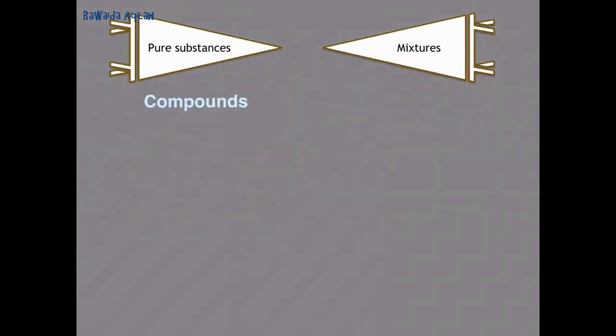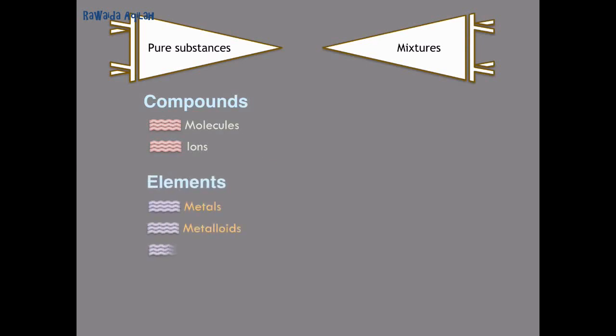Pure substances can be subdivided into compounds, which include molecules, which are substances with definite atom proportion connected by chemical bonds, and ions, which are atoms or groups of atoms with charges. We also have elements, mainly including metals, nonmetals, metalloids, and transition metals.